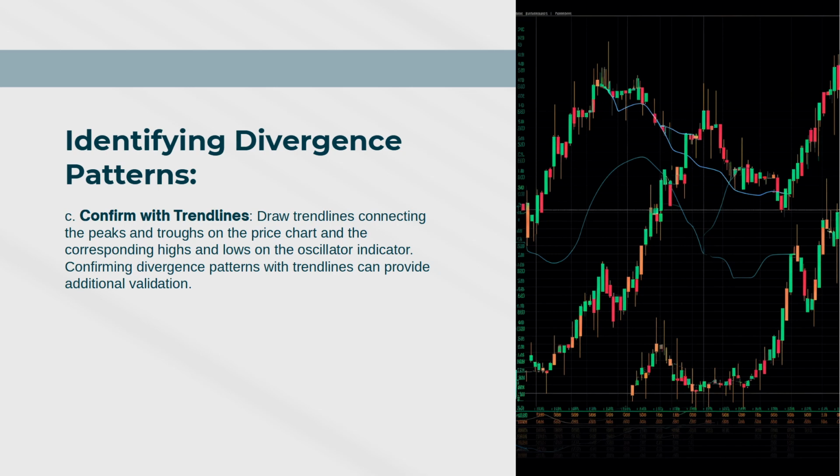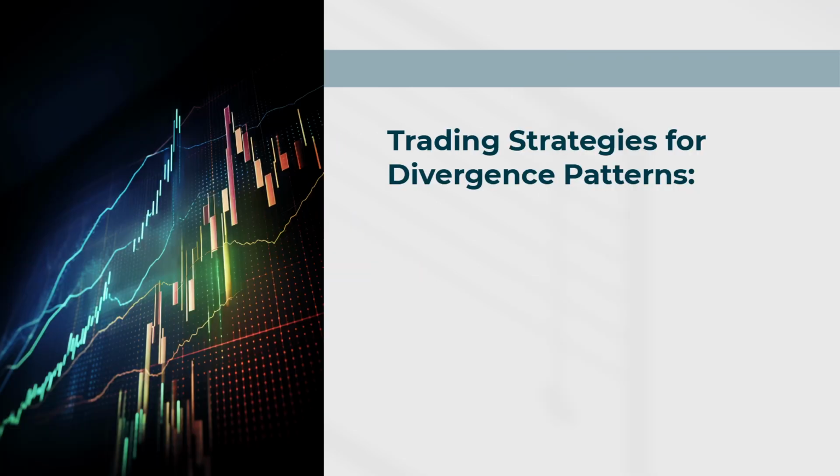Confirm with trend lines. Draw trend lines connecting the peaks and troughs on the price chart and the corresponding highs and lows on the oscillator indicator. Confirming divergence patterns with trend lines can provide additional validation. Trading strategies for divergence patterns.